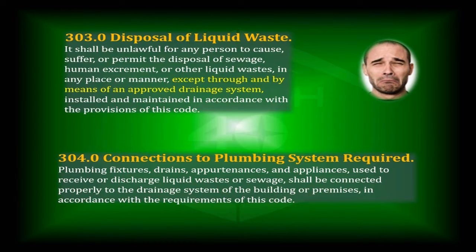Plumbing fixtures, drains, appurtenances, and appliances used to receive or discharge liquid waste or sewage shall be connected properly to the drainage system of the building and premises in accordance with the requirements of this code. Sure. Sum it up. Fixtures and appliances have to be connected to the drainage system of the building. Hopefully we're all on par with that. Otherwise things are going to get messy really quickly.